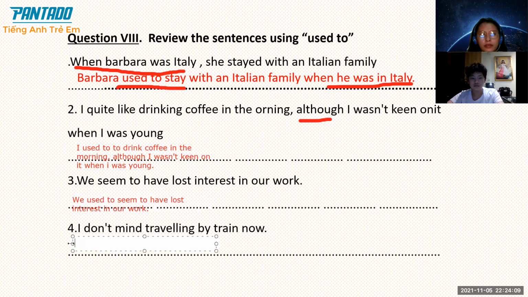How about the fourth one? Okay, how about number 4? I don't mind traveling by train now. That is, I don't use to traveling by train now. That's the one.